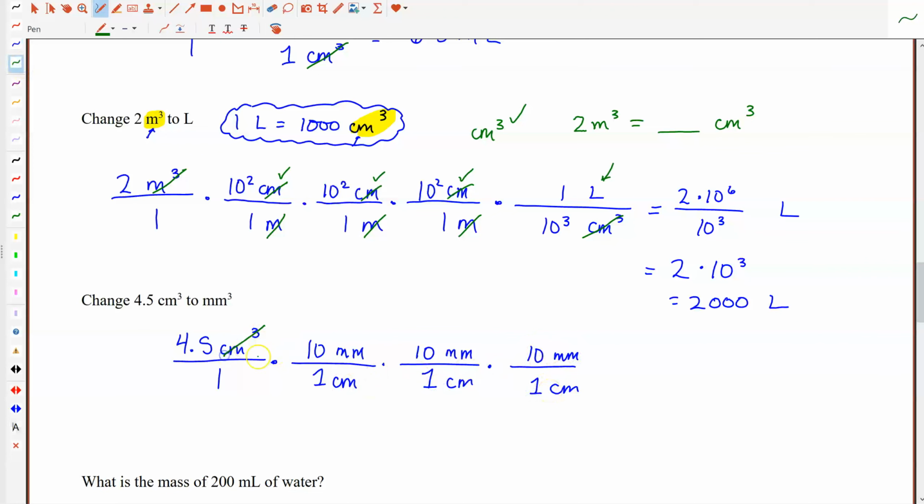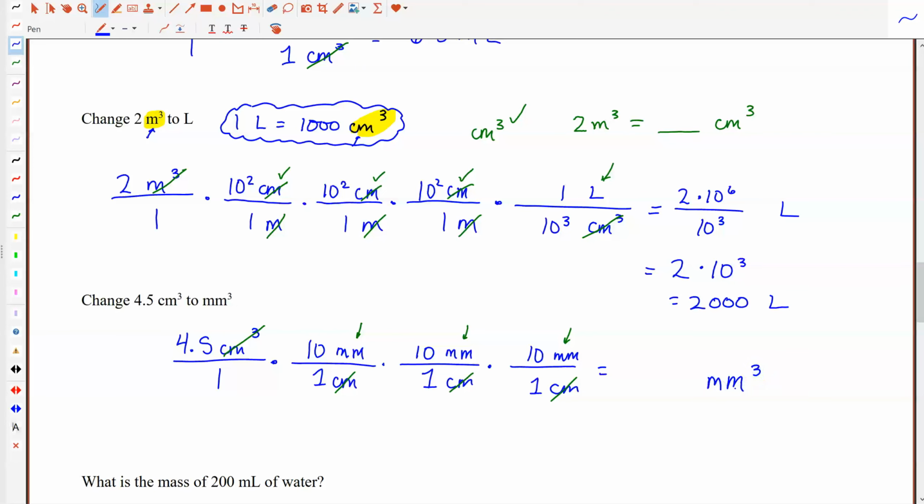Now the cubic centimeters that I was given will cancel with the 3 on the diagonals. And then you can see what I'm left with is millimeters here, and millimeters here. So ultimately my final answer will be in cubic millimeters.